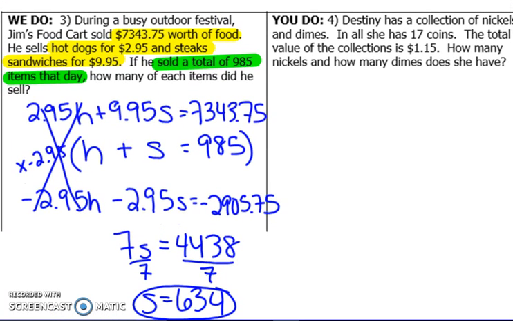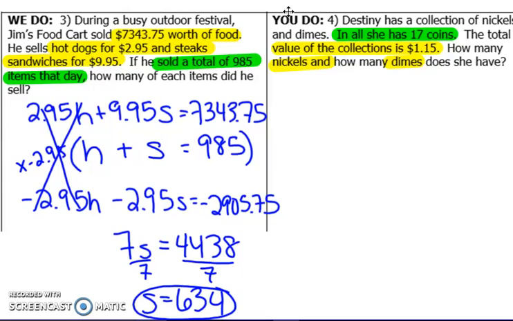Now, our last one, number 4. Destiny has a collection of nickels and dimes. In all, she has 17 coins. The total value of the collection is $1.15. How many nickels and how many dimes does she have? So, again, in all, she has 17 coins. But the important part here is the value of the collection and its nickels and dimes is $1.15.